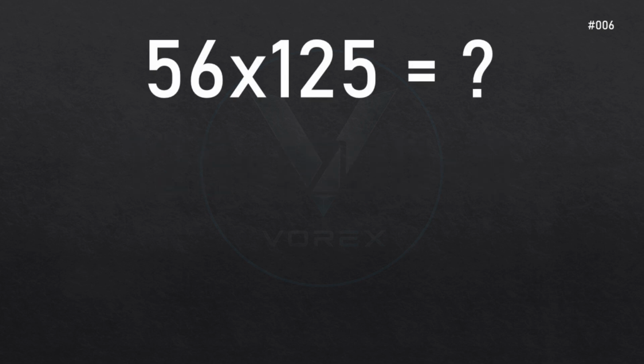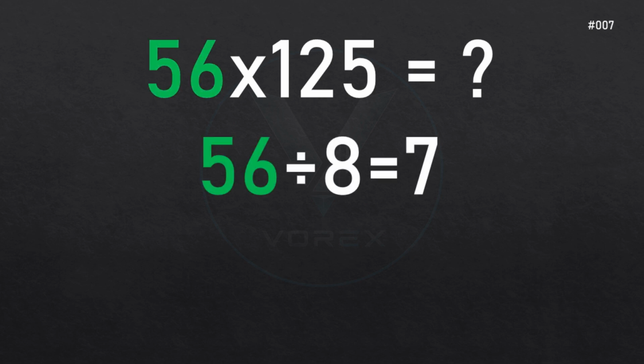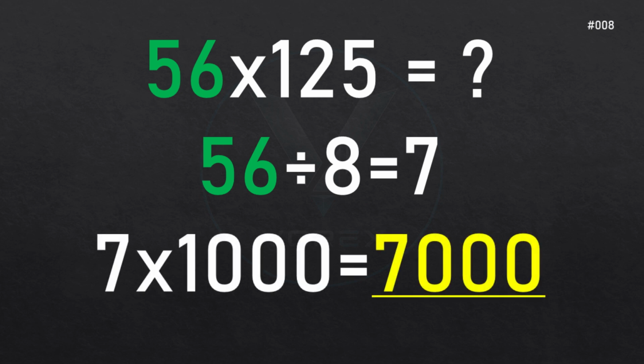Let's reinforce the idea with another example. What is 56 times 125? First, divide 56 by 8. That gives us 7. Now multiply it by 1000, or simply add 3 zeros to the end. The answer is 7000. Don't let the multiplication by 1000 confuse you.